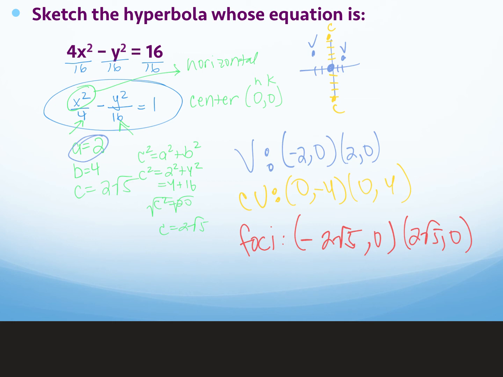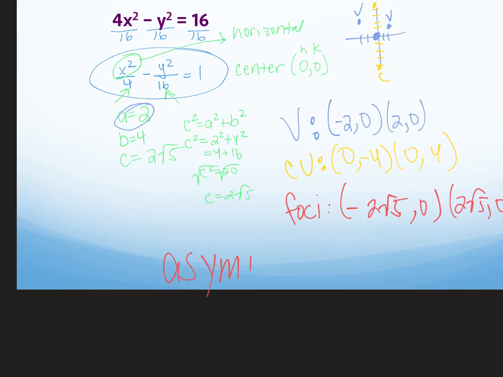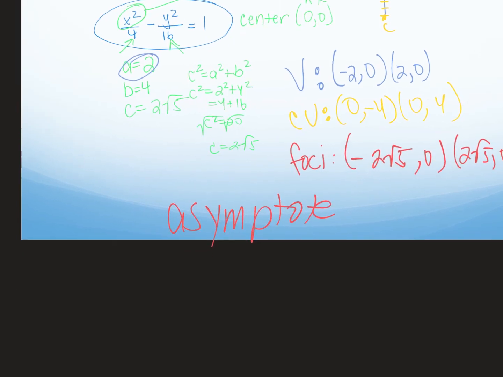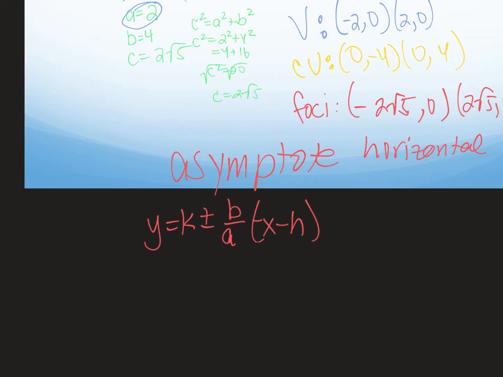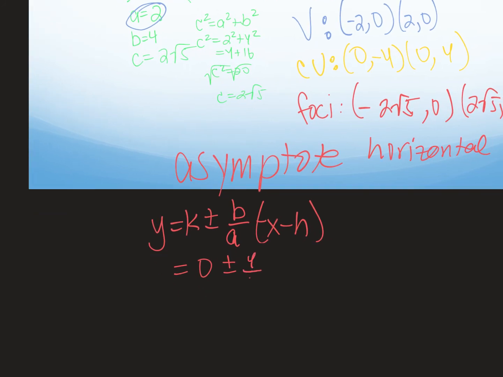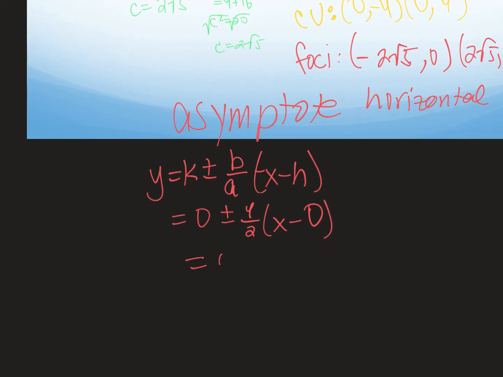And then if you were asked to do your asymptotes, well, our asymptote equations are very similar. It just depends if you have a horizontal or if you have a vertical. Since we have a horizontal, I know it's horizontal because x came first, I'm going to say y equals k plus or minus b over a times x minus h. So my k value is 0, plus or minus my b value is 4, over my a value is 2, times x minus 0, because my h is 0. So if we simplify this, guys, this is 0 plus or minus 2 times x. So you have asymptotes at plus or minus 2x.